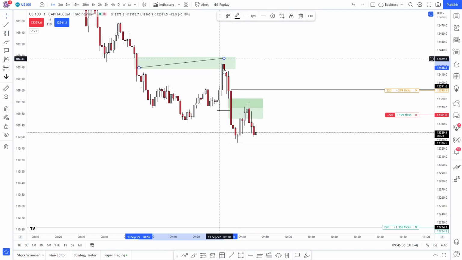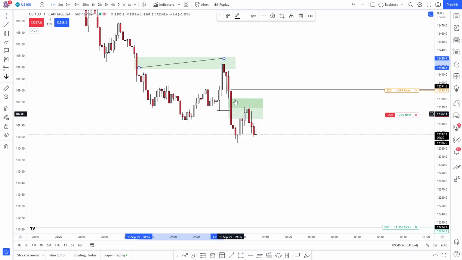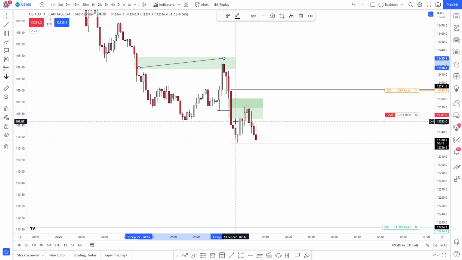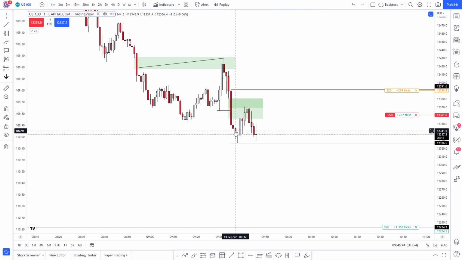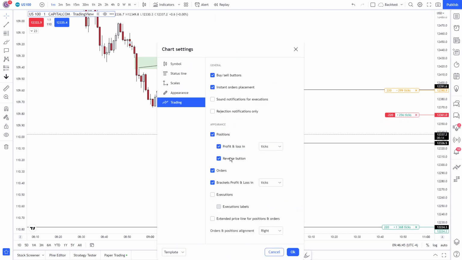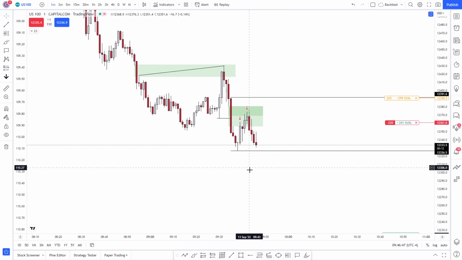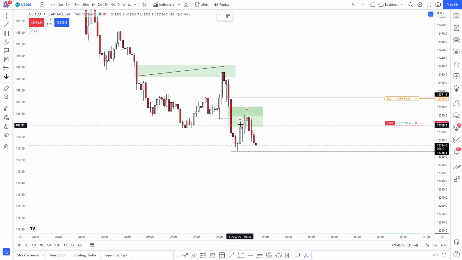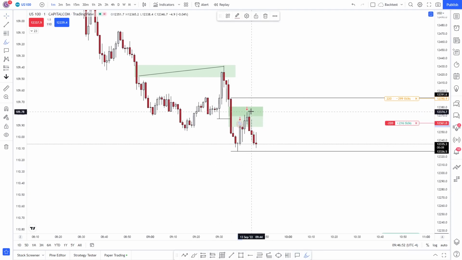And now we've displaced down. Model has formed. Now we've come up into this fair value gap, come up into the 50%. I had one entry over here. Let's quickly get executions up. So yeah, one entry over here and another entry at a 50%.